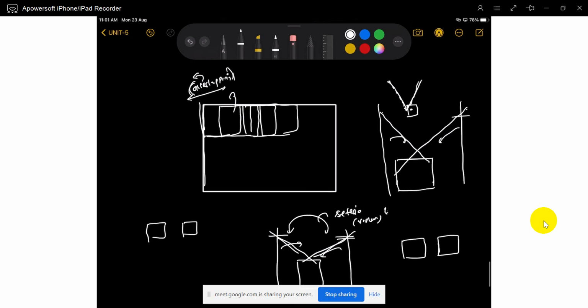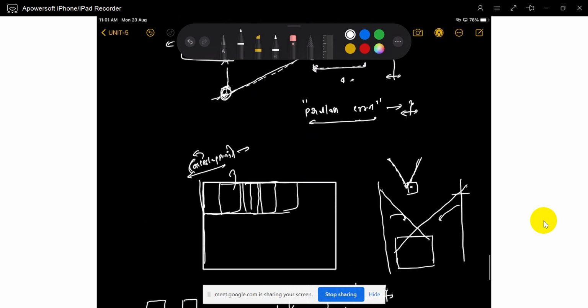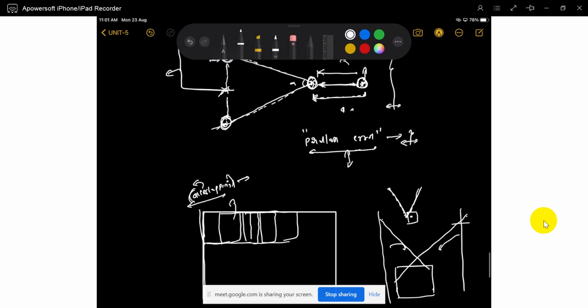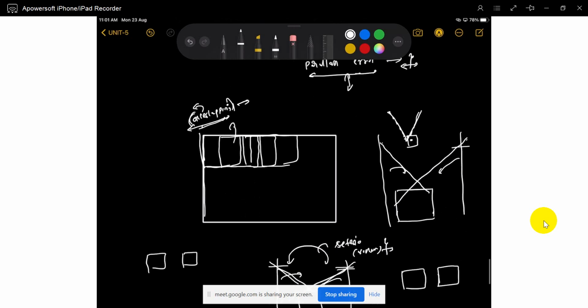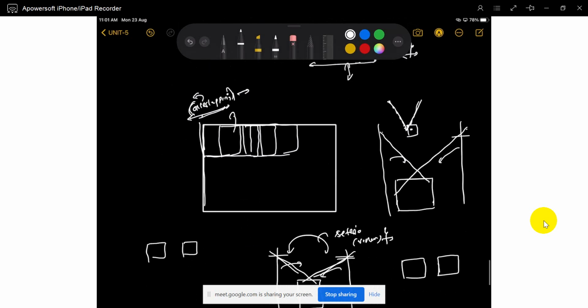For stereo vision, we require overlapping. I hope you understood what stereo vision is, why stereo vision is required, and what parallax error is. That's why you require overlapping of the images. So what is overlapping? Once again, this is one picture, second picture, third picture, fourth picture, fifth picture, like this.